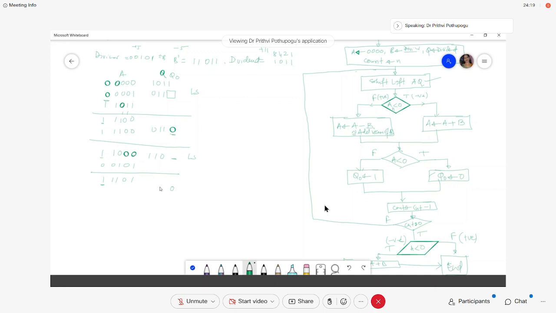Okay. So after this, what we do, we decrement the count and do the left shift once again. When you do the left shift, 1, 1, 0, 1, 1, 1, 0, 0. Now, see here. Again, A is negative. Negative means we need to add the true value. That is, the true value is 0, 0, 1, 0, 1.